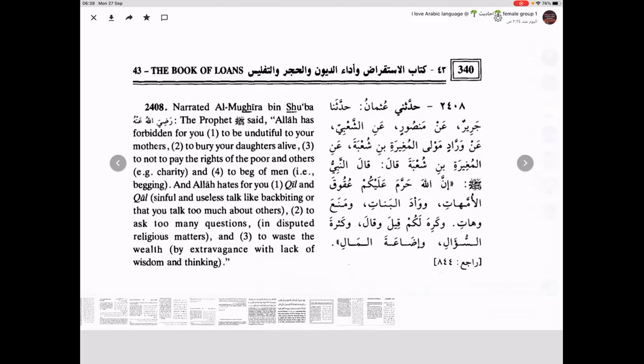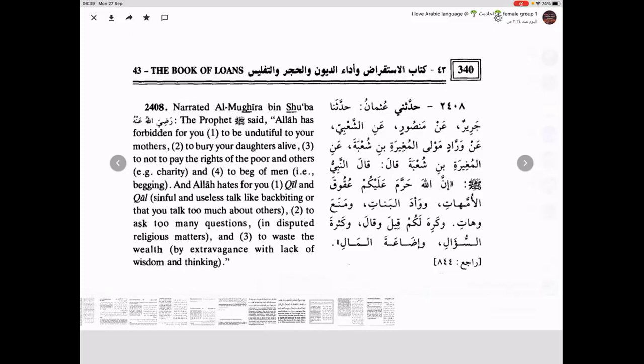Allah has forbidden you to be undutiful to your mothers, to bury your daughters alive, to not pay the rights of the poor and others, e.g. charity, and to beg of men, i.e. begging. Allah hates for you gossip, sinful and useless talk like backbiting, to ask too many questions in disputed religious matters, and to waste wealth by extravagance, lack of wisdom and thinking.